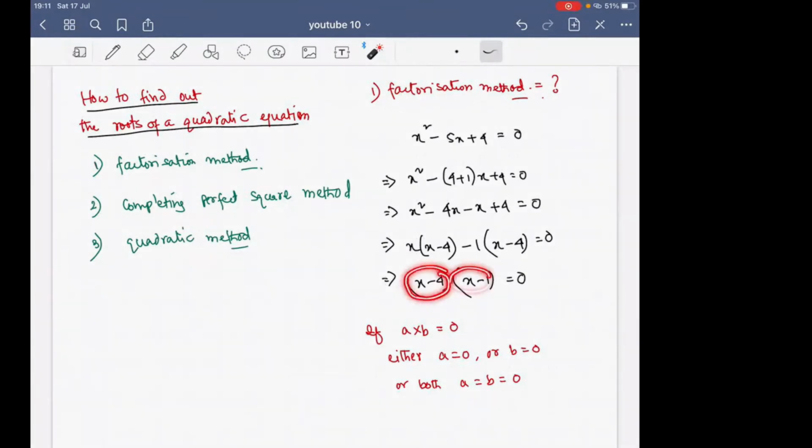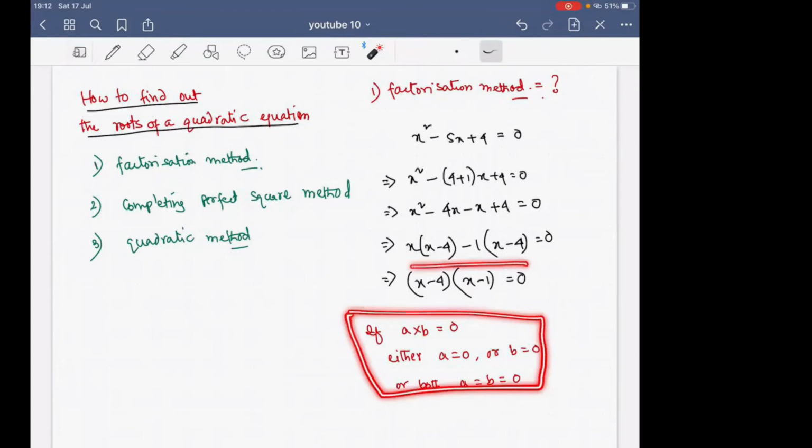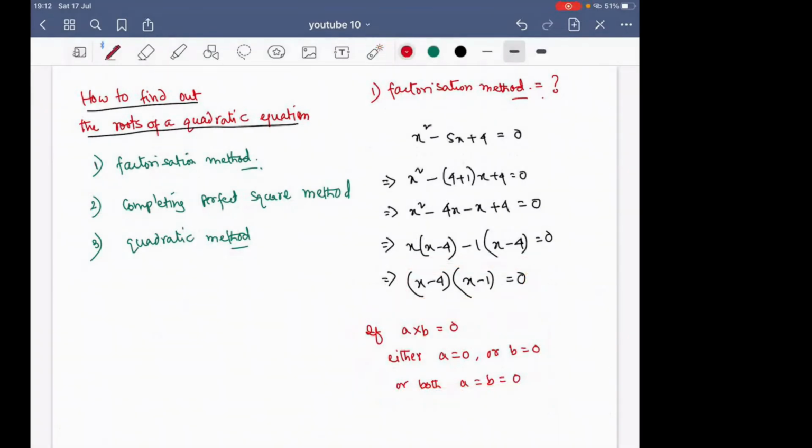This is a, this is b, they are multiplying, right? A into b is equal to 0. So we can put out these two conditions. Either a equal to 0, instead of a, we are going to put x minus 4 is equal to 0. And this one is b, right? So instead of b, we are going to put x minus 1 is equal to 0. So if we apply this condition to this portion right here, what are we going to get? We're going to get either x minus 4 is equal to 0 or x minus 1 is equal to 0.